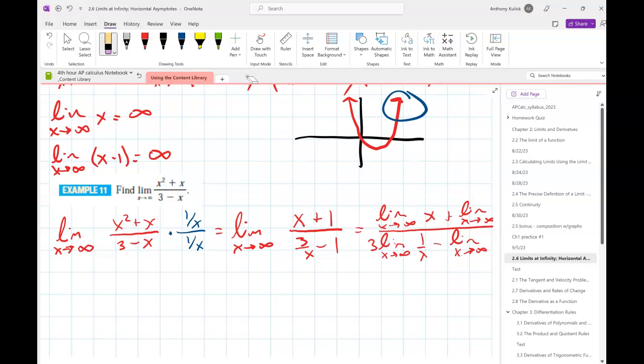So to figure out which one is which, I'm going to look at what this fraction is when I plug in a big number for x. So if I have big number squared plus big number, that's still going to be a positive number, right? If I do 3 minus a big positive number, that's going to be a negative number. So this fraction is going to be negative. That's why I know it's negative infinity as opposed to positive infinity.